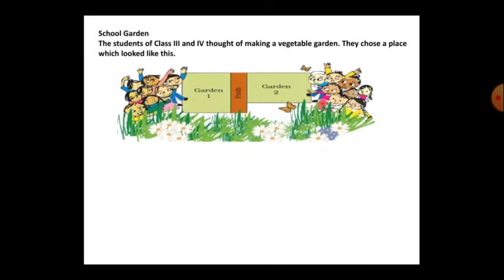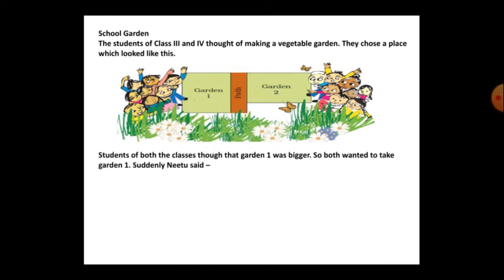School garden. The students of class 3 and 4 thought of making a vegetable garden. They could choose a place which looked like this. Grade 3 and grade 4 are making a vegetable garden in the school. So they chose a place which looked like this. Students of both the classes thought that garden 1 was bigger, so both wanted to take garden 1.